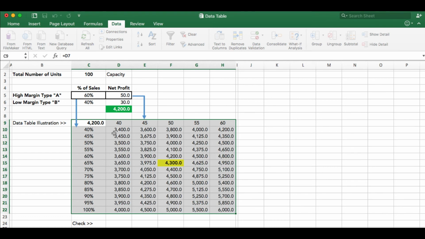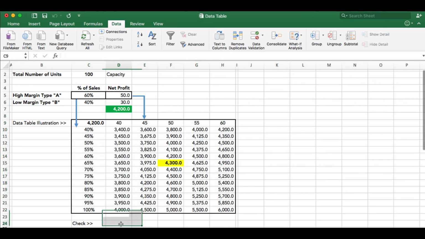it automatically calculates and fills up the data table of what would be the combination of percentage of sale of high margin type with a net profit of one of these dollars per unit. And voila, we got this 4,300. For example, what happens is when you sell 65% at $50 per unit and the rest of the 35% at $30 per unit. Now, how do we check this?